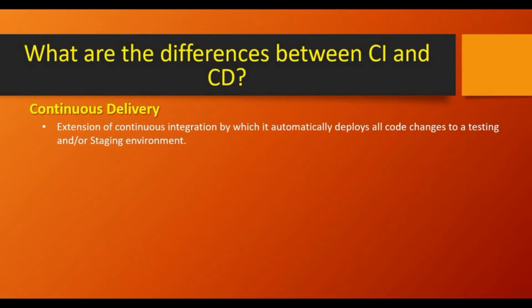In continuous delivery, we will automatically deploy all those changes into a testing or staging environment. We don't do it to production automatically. There is a possibility that you can stop the automatic process at the staging environment, and then the final production deployment will be with a manual intervention. So that's continuous delivery.